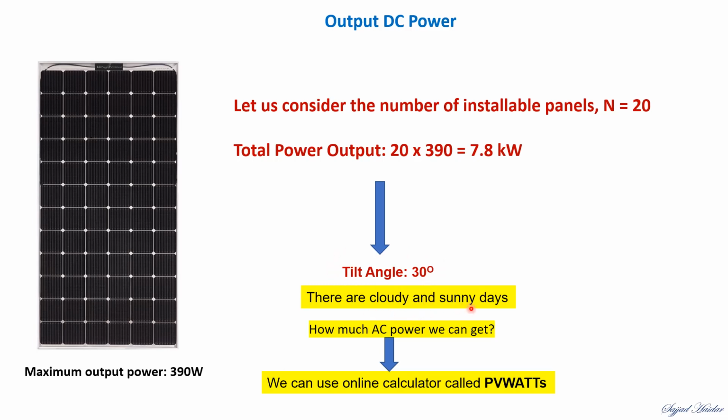There are many cloudy days and sunny days, so how much AC power can we get? We can use an online calculator called PVWatts to find out the total AC power output from our panels.